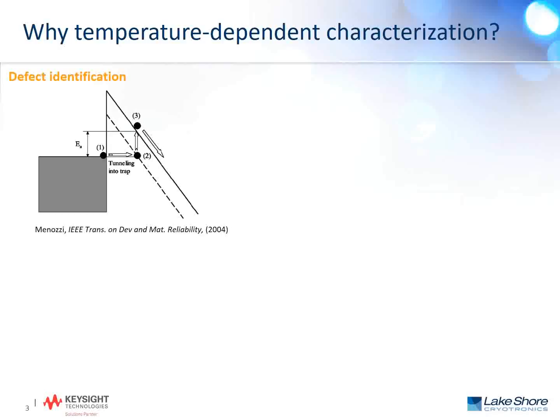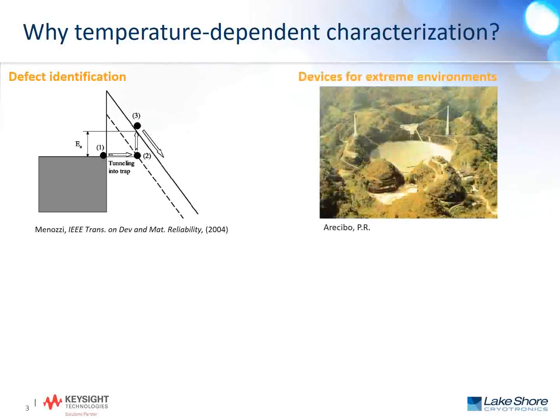The second reason that folks do temperature-dependent characterization is that the devices themselves need to operate in extreme environments. These are devices that need to operate at really high temperature, and in our case, at very low cryogenic temperatures. The example we give there is radio wave astronomy, and the photo is of the Arecibo facility in Puerto Rico.